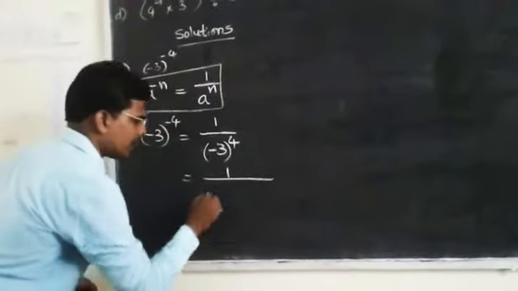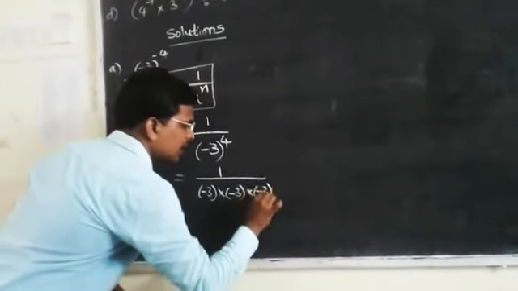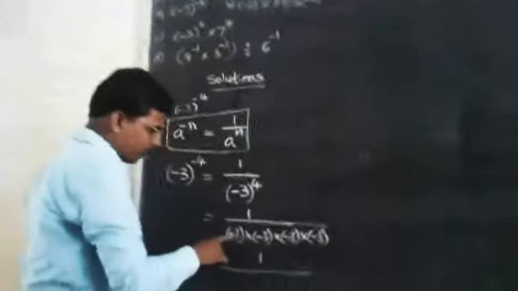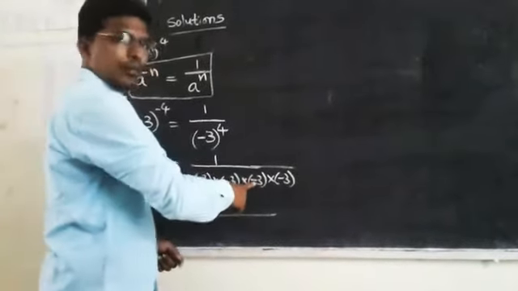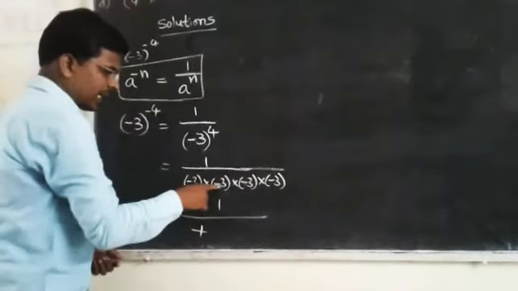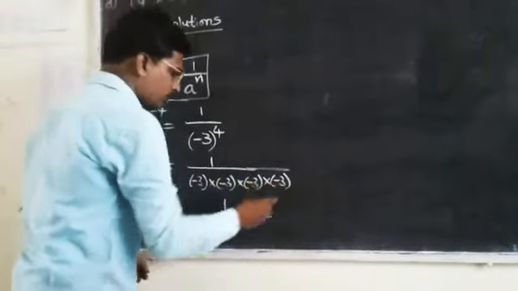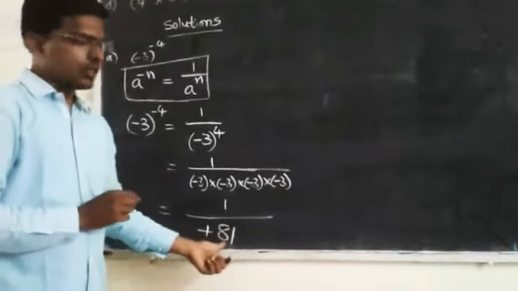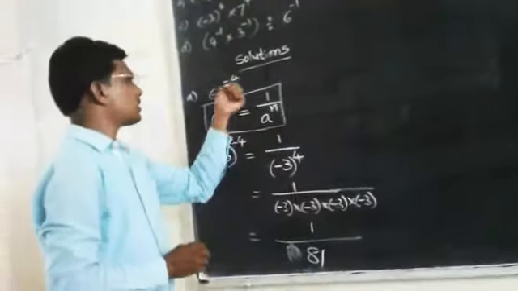Just write 1 by minus 3 into minus 3 into minus 3 into minus 3. So multiply this one. Minus into minus is plus. Plus into minus is minus. Minus into minus is plus. So 3 into 3 is 9, 9 into 3 is 27, 27 into 3 is 81. So what is your answer? 1 by 81 is your answer for the first question.